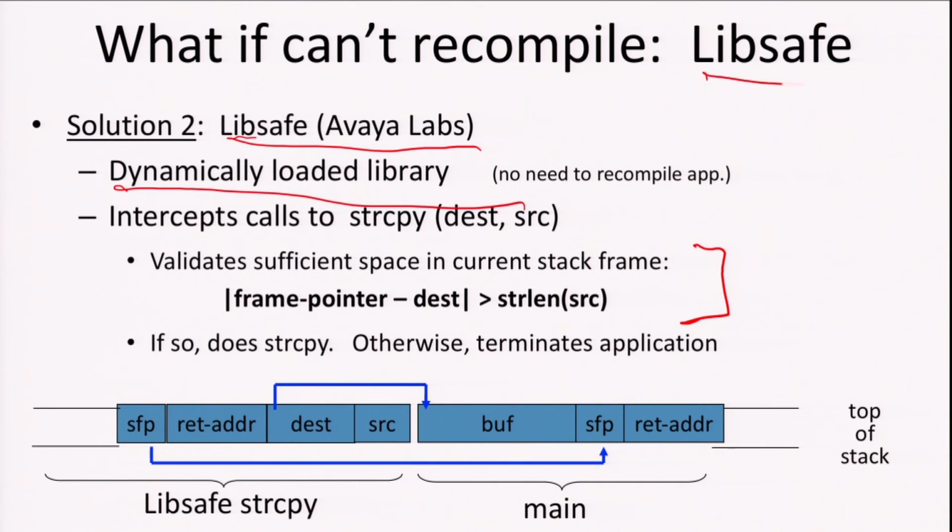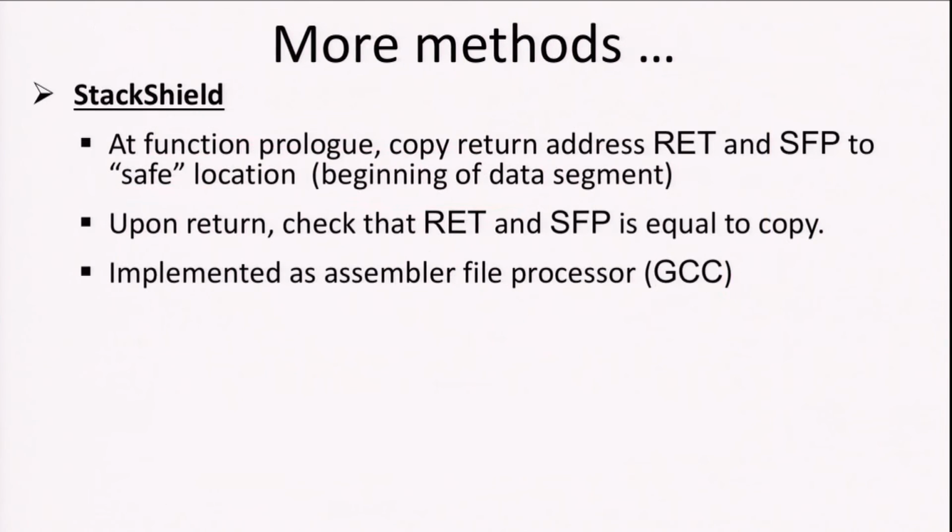So this libsafe version of the code will have a check that checks whether there is enough space for a string to be copied. You check the length of the string against the amount of space you have, which is the frame pointer minus the destination. If it fits, then you are fine. You can copy without causing a buffer overflow. Otherwise, it will terminate the application. So this is another technique by function call interception. You intercept the function call and replace it with some safety checks and then the actual function.